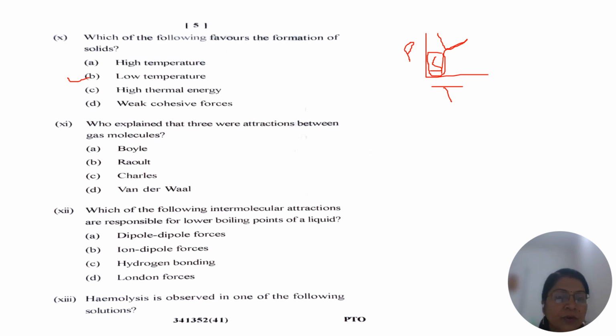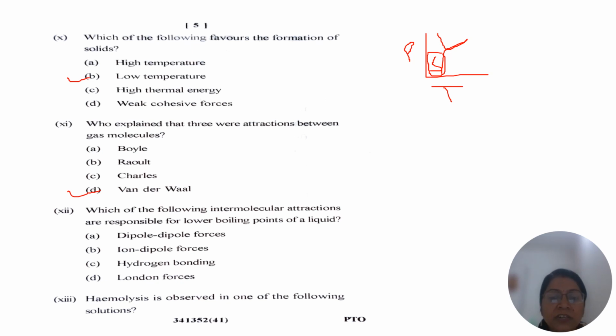Coming to the next question, who explained that there were attractions between the gas molecules? As you go through the options, you can see Boyle's law, Raoult's law. Raoult's law is related with ideal and non-ideal solutions. Boyle's law and Charles' law are related with the ideal gas equation. But this scientist, van der Waals, said that gas molecules also have attractions, very weak attractions, but they have attractions. So van der Waals will be the answer.